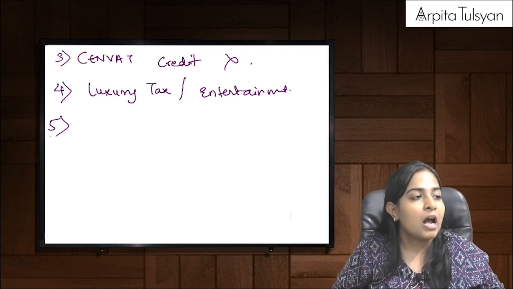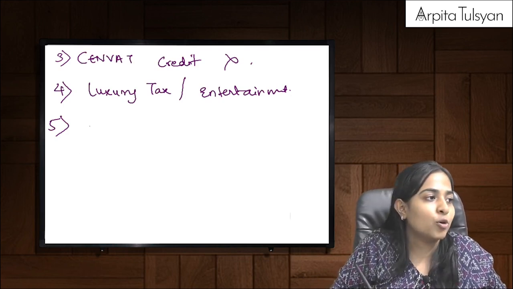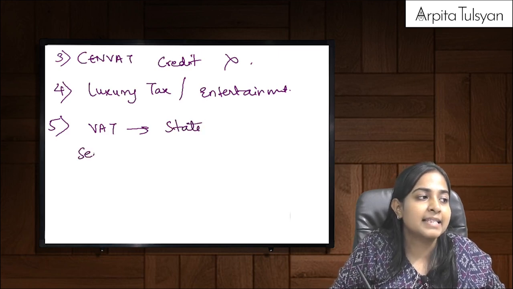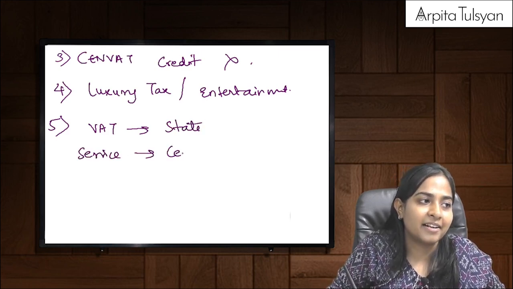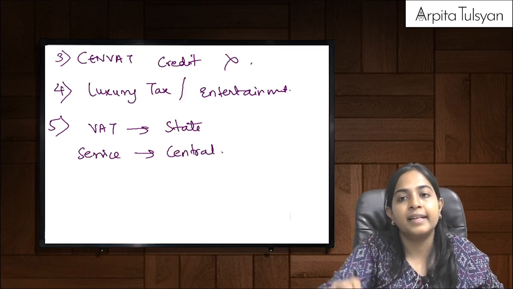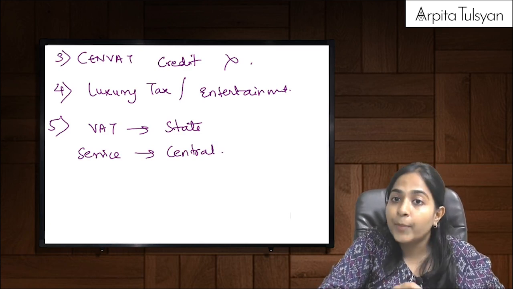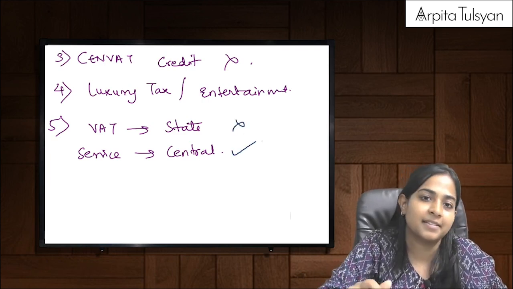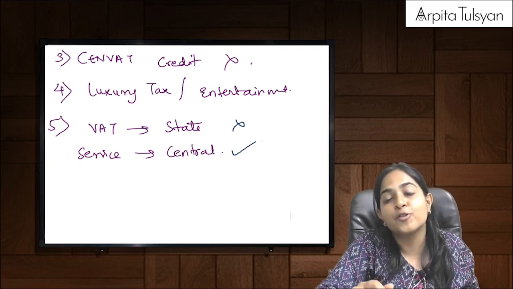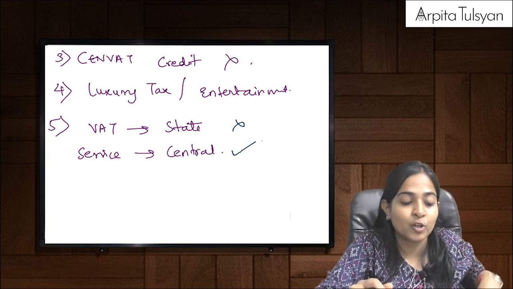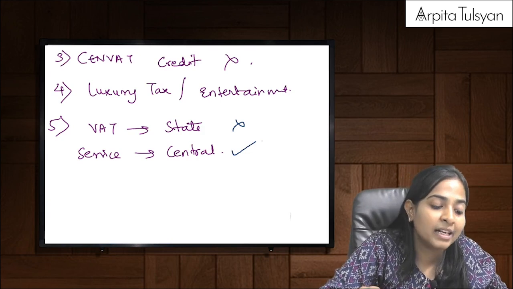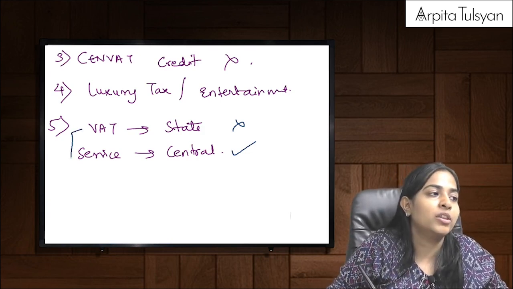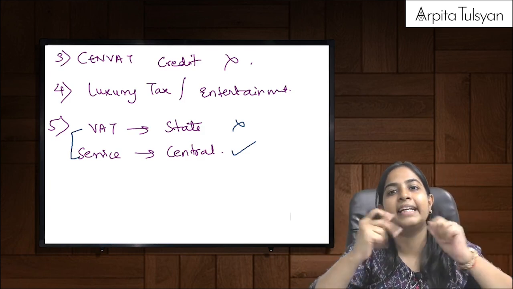Then, remember earlier I had told you VAT was a state matter. Yes, service tax was a central matter. So, the central government said that I am not allowed to levy VAT, I can just levy service tax. The power for VAT was not there with the central government, it was only with the state governments. So, both the taxes were not integrated.